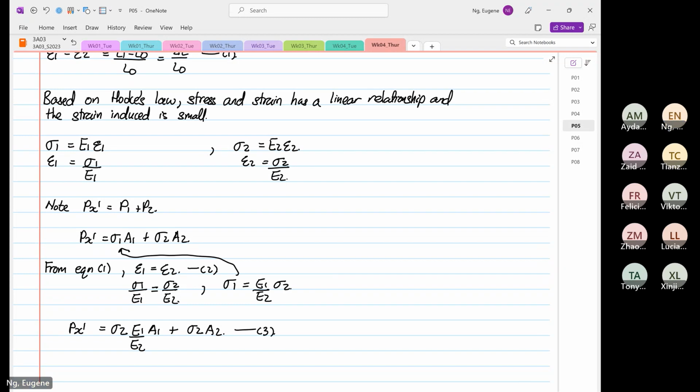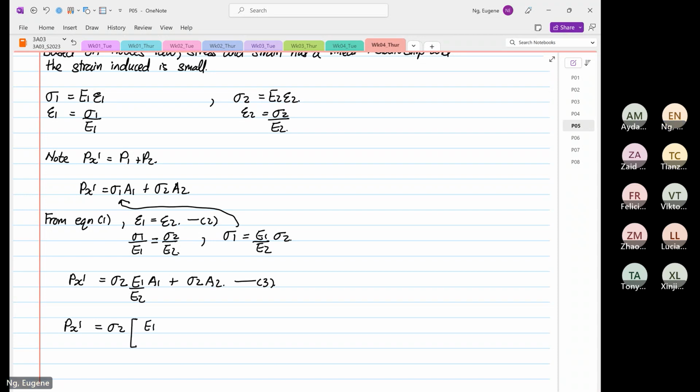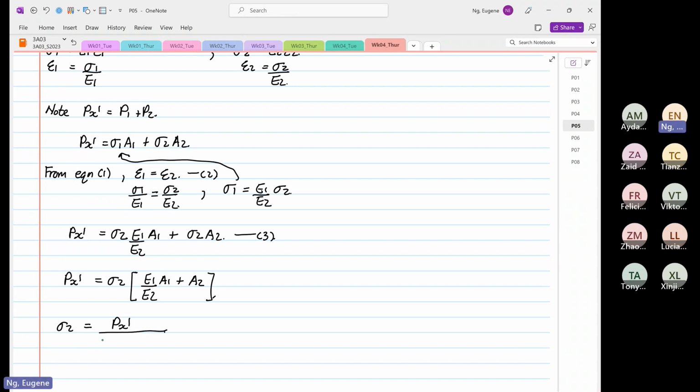Okay. So from here, we can find stress 2. So we just bring out stress 2. So Px prime is equal to stress 2, the normal stress in material 2, times E1 over E2 multiplied by A1 plus A2. Therefore, stress 2 is equal to Px prime over E1 over E2 multiplied by A1 plus A2.